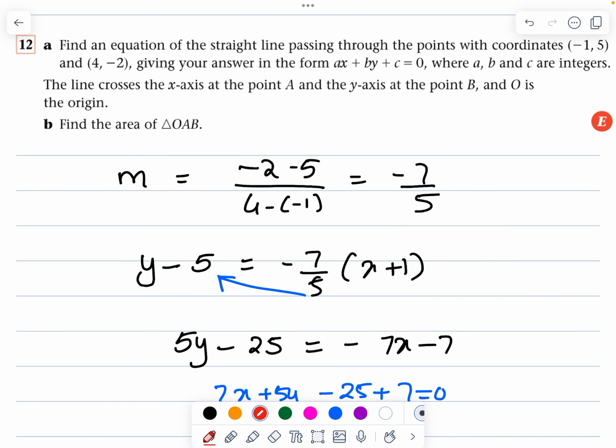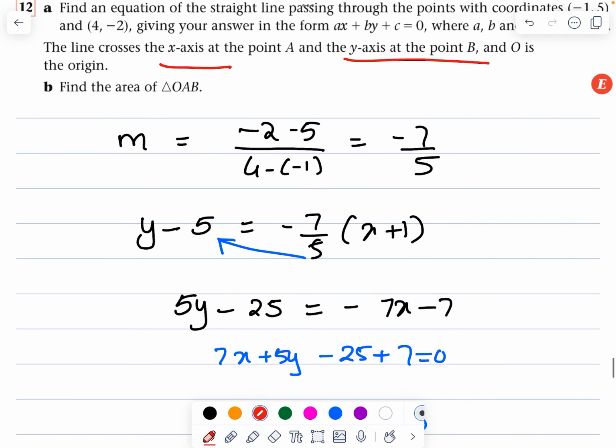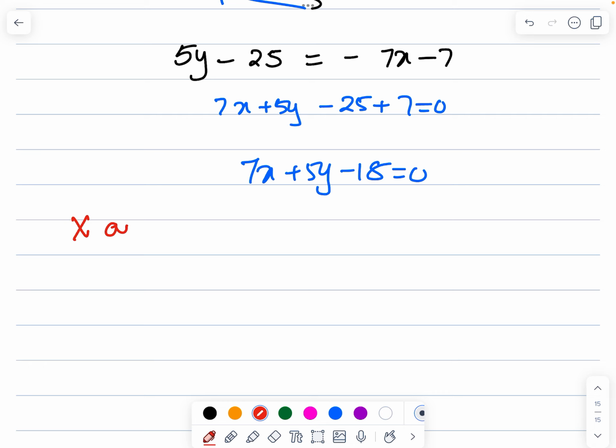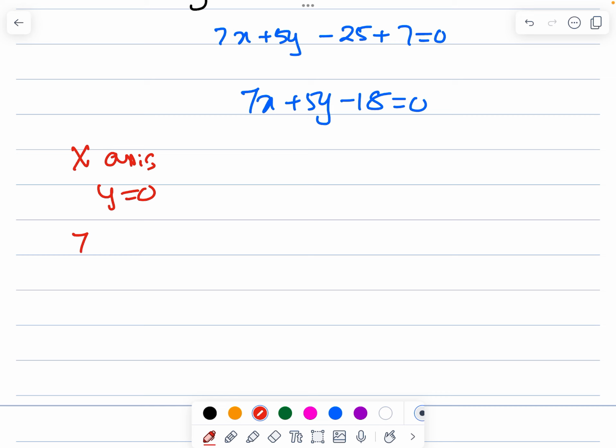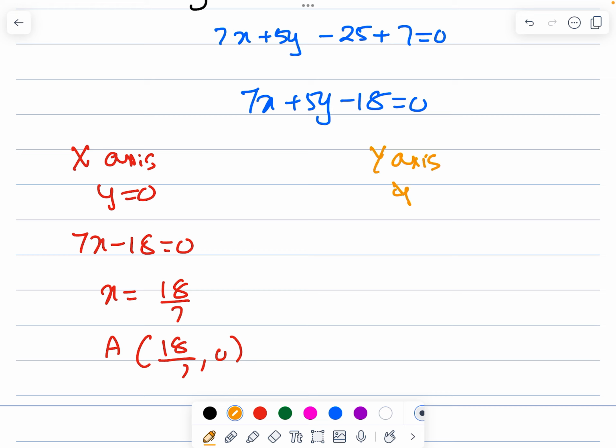Now the line crosses x-axis at A, y-axis at B. X-axis means y equals 0. So what does that become? 7x minus 18 equals 0. x equals 18 upon 7. So the point A will be 18 upon 7 comma 0. Y-axis at B. Y-axis means x equals 0. 5y minus 18 equals 0. So y equals 18 upon 5. So what is B? 0 comma 18 upon 5.